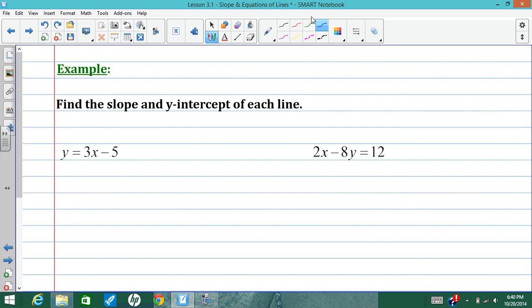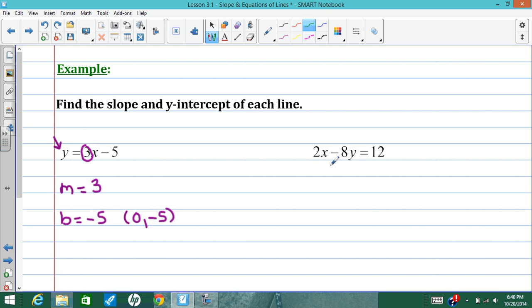So pause the video here, take a minute, and find the slope and y-intercept of each of these lines. The first one's kind of easy. The slope is the number in front of x because y is all by itself. We're in slope-intercept form. So the slope is 3. My b value is negative 5. That means I have a y-intercept of 0, negative 5.